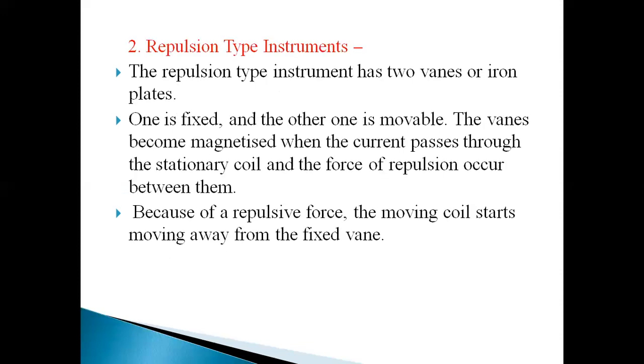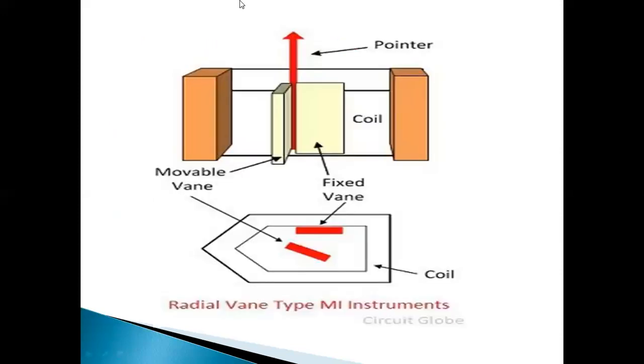Then repulsion type instruments. The repulsion type instrument has two vanes or iron plates. One is fixed and the other one is movable. The vanes become magnetized when the current passes through the stationary coil and a force of repulsion occurs between them. Because of the repulsive force, the moving vane starts moving away from the fixed vane. This is the construction. This is the movable vane, and this is the fixed vane.